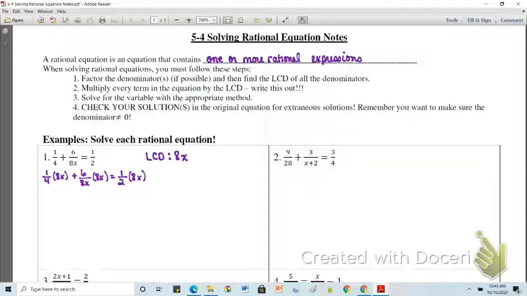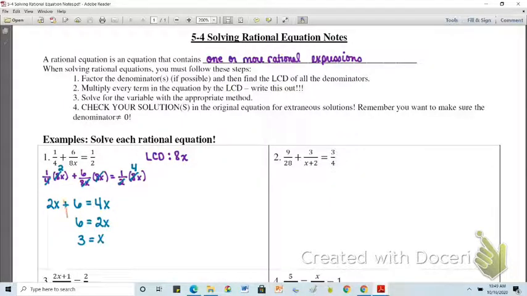So from here, we're going to reduce. 4 goes into 8 twice. So 1 times 2x is 2x. 8x goes into 8x once, so all I have left is the 6. Equals 2 goes into 8 4 times. 1 times 4x is 4x. Now it's a simple linear equation that I can solve. I'm going to subtract 2x from both sides. So I get x equals 3.